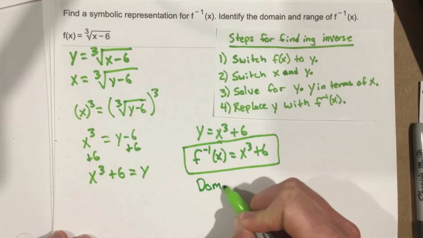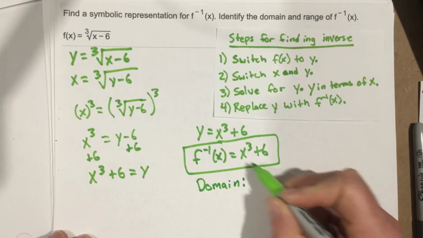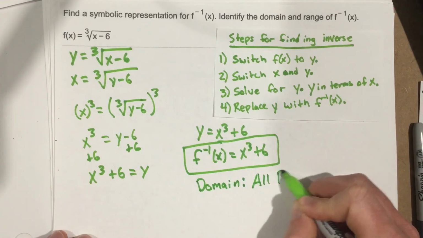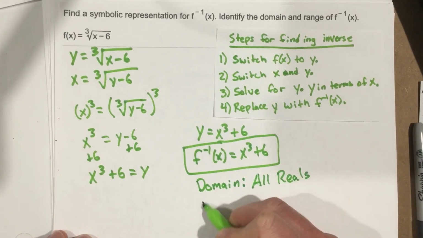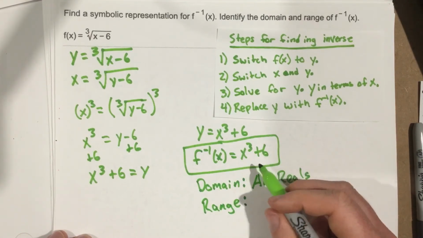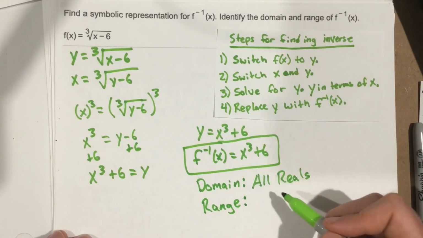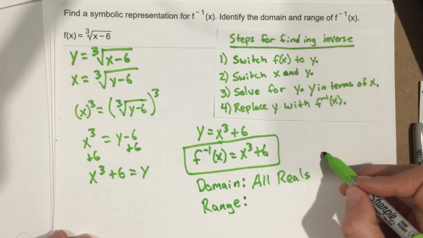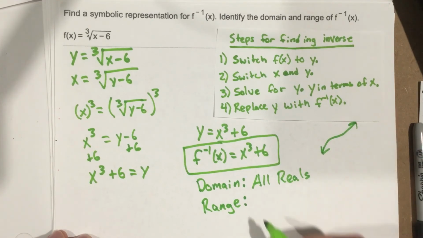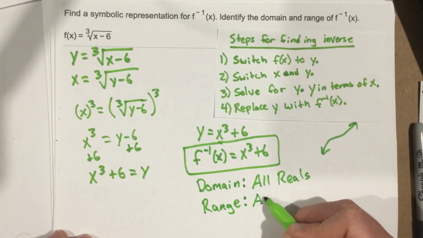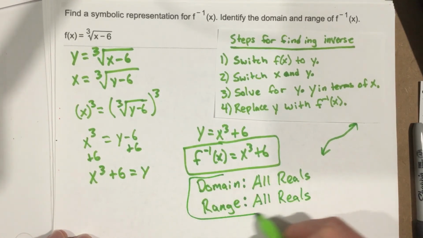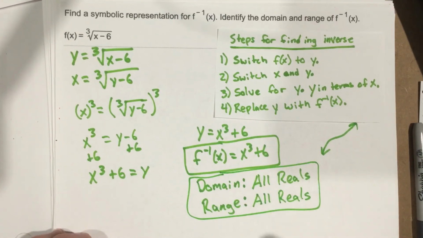What's the domain of this inverse function? This is a polynomial, so the domain is all reals. What's the range? Well, because it's a polynomial and it's a cubic polynomial, this is going off in either direction. Cubics, we know, look like this. So it's going off in either direction. So this range is going to go from negative infinity to infinity as well. So it's all reals as well. And those are the solutions.